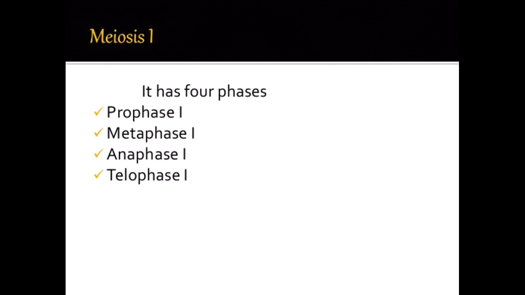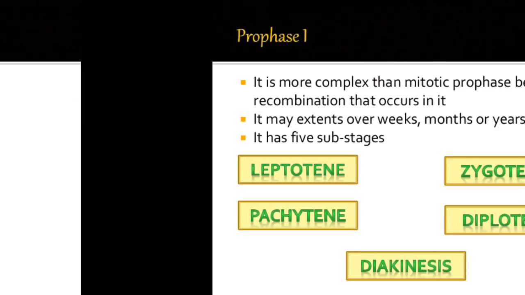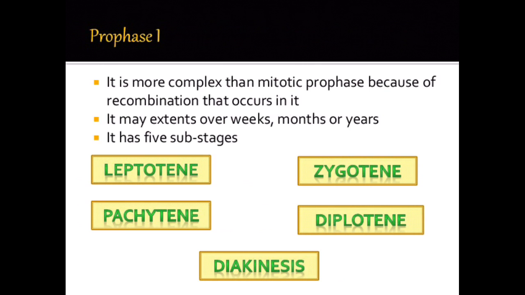Meiosis 1. It has 4 phases: prophase 1, metaphase 1, anaphase 1 and telophase 1. Prophase 1. It is more complex than mitotic prophase because of recombination that occurs in it. It may extend over weeks, months or years. It has 5 sub-stages: leptotene, zygotene, pachytene, diplotene and diakinesis.